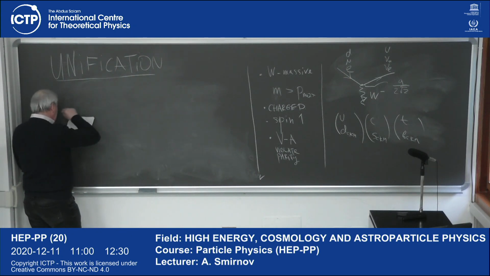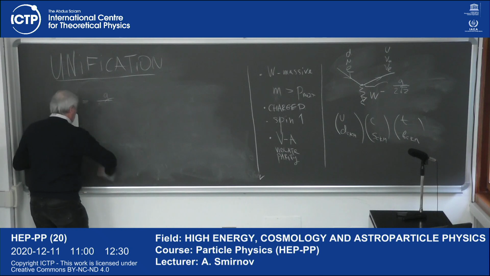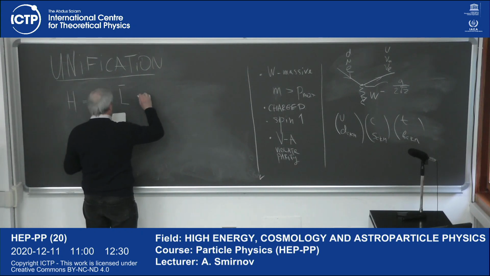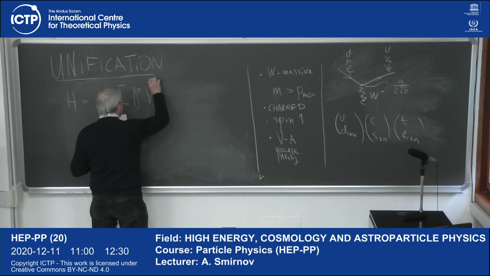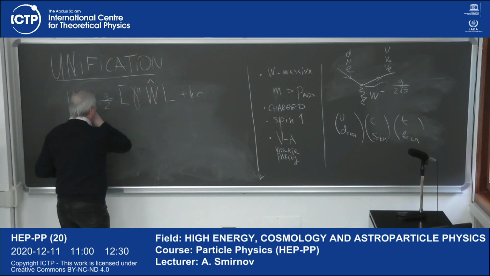Now we can try to write the Lagrangian or Hamiltonian of weak and electromagnetic interactions in the form G over square root of 2, L-bar gamma mu W matrix L, plus Hermitian conjugate. I will explain what this matrix is.